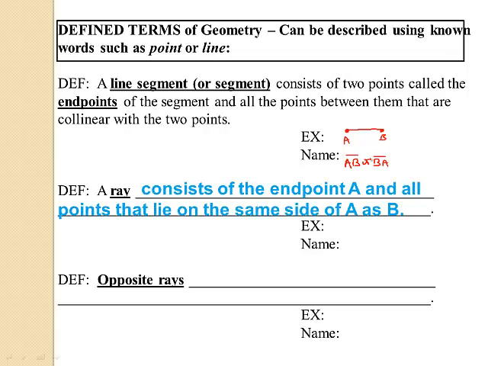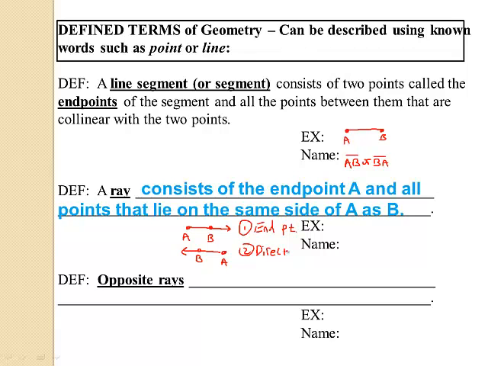A ray consists of the endpoint A and all points that lie on the same side of A as B. So, for example, I'm going to put my example in the open space just because it's going to be a little bit easier. So I could have my endpoint A, and then I call this my directional point B. Or, again, endpoint A, directional point B. The thing I tell my students is always, you have your endpoint, and then you have your directional point when you name these.